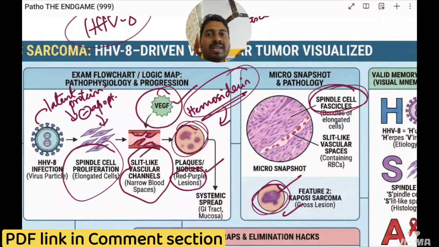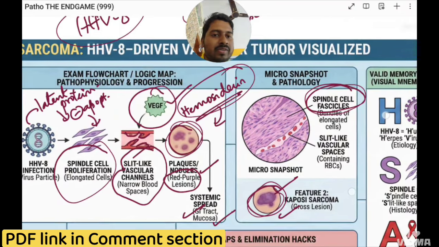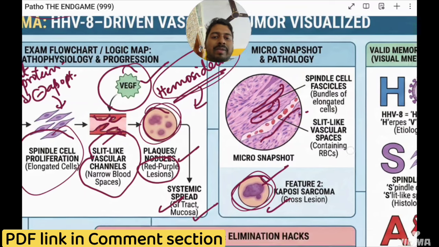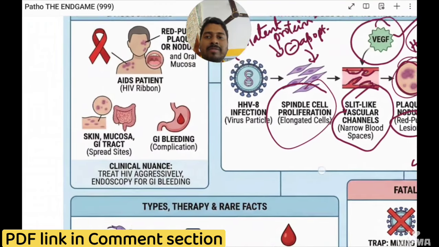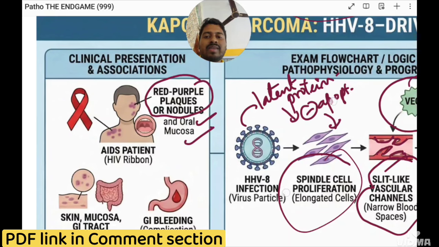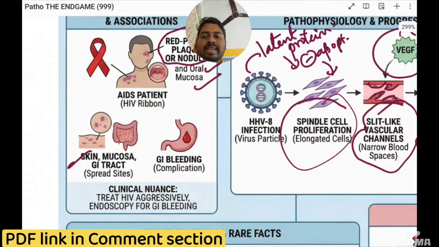This Kaposi sarcoma has a tendency to spread also. It can spread to the GI tract, and to mucosa also. On microscopy, this is what you see: slit-like vascular spaces containing RBCs, and these elongated spindle cells, which are nothing but modified endothelial cells. Red purple lesions are seen on oral mucosa, skin, and the GI tract also. If it is in the GI tract, it can also cause GI bleeding.